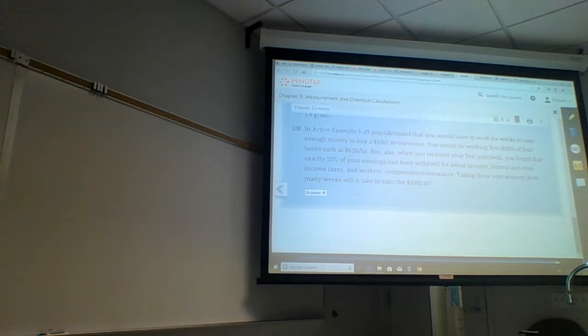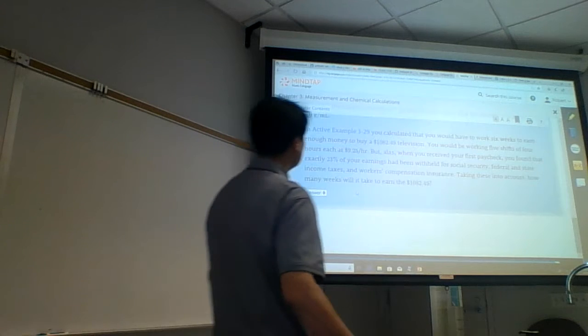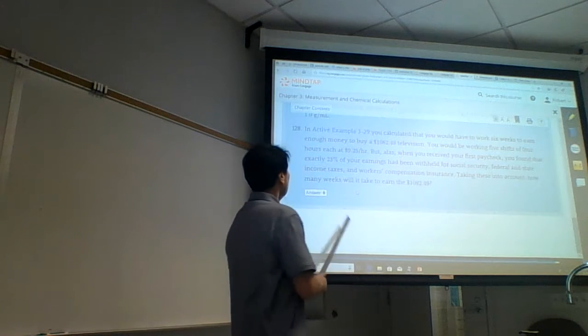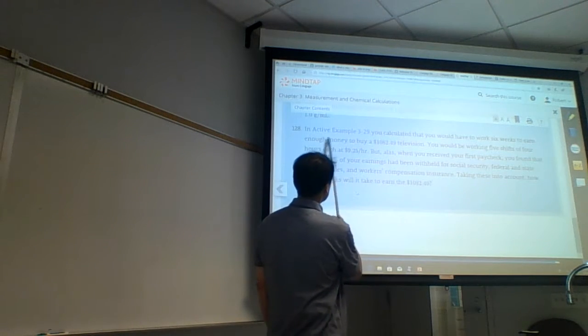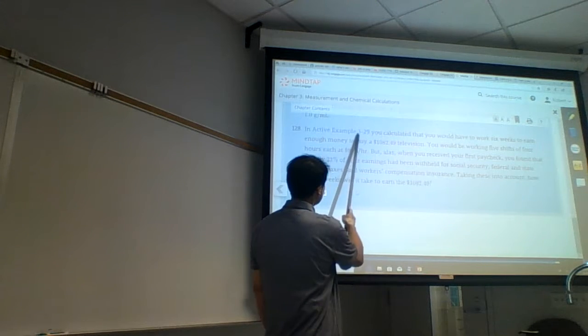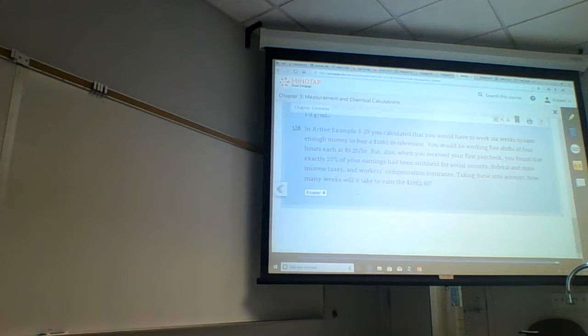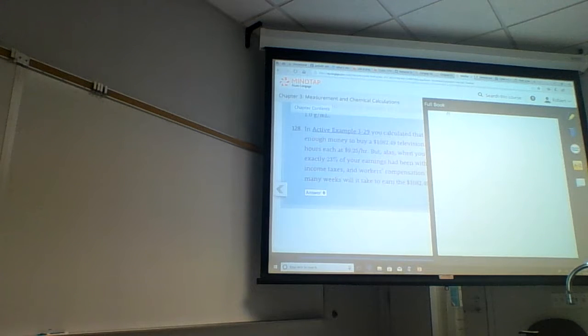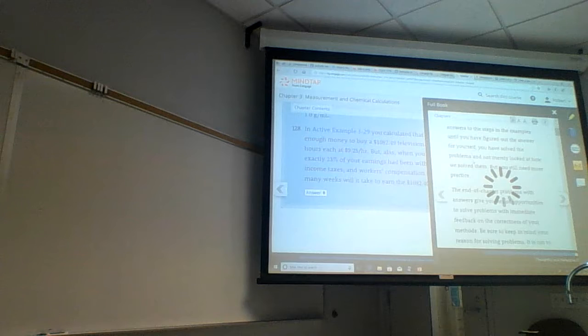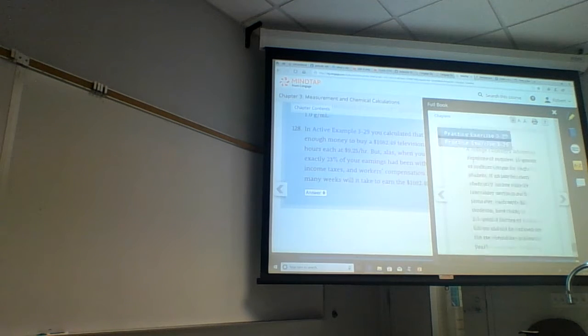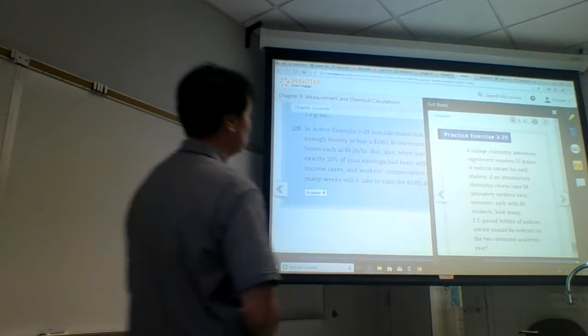Well, there is a question I was asked the other day. This is a dimensional analysis problem, so in active example 3-29. So let's just take a look at active example 3-29 first.